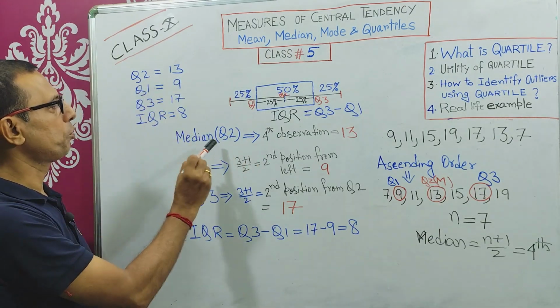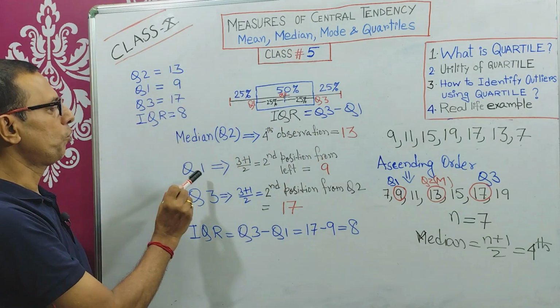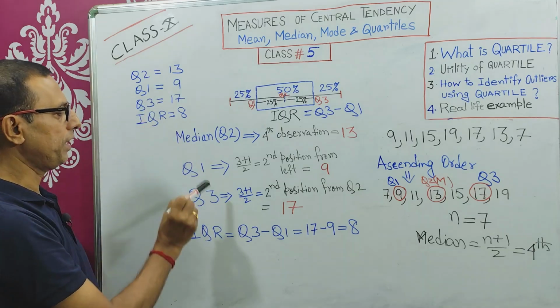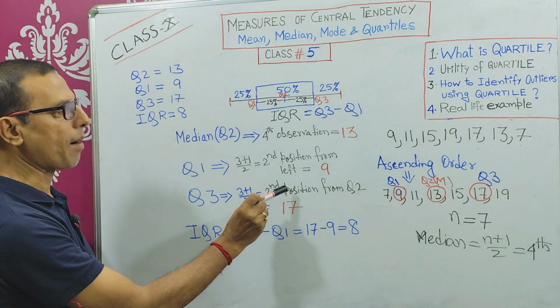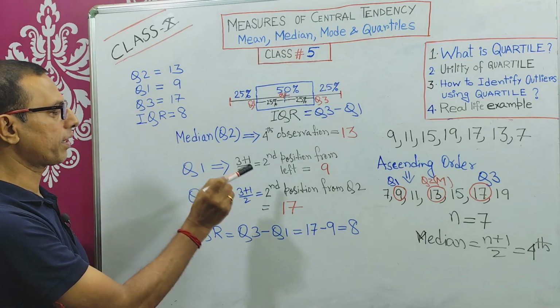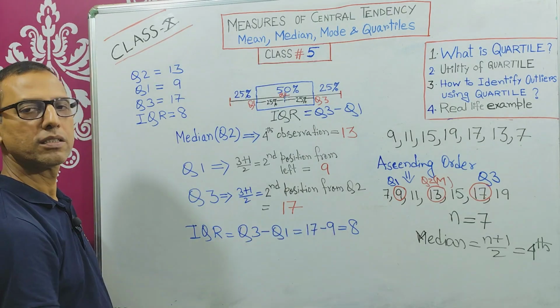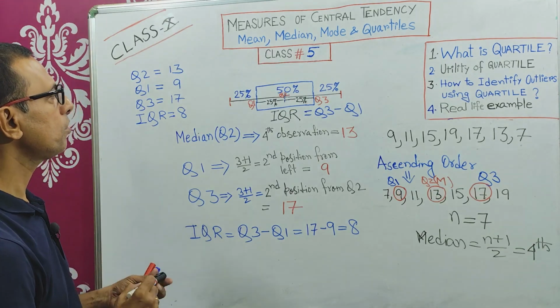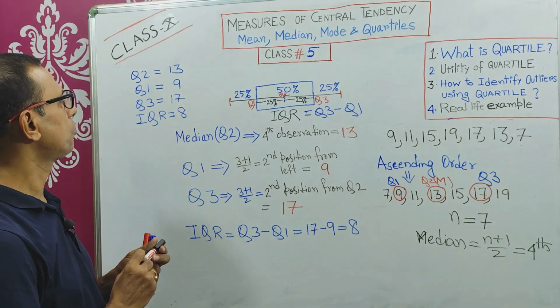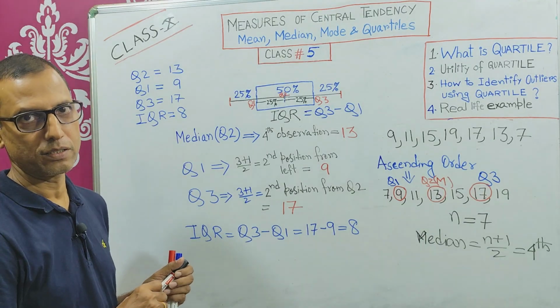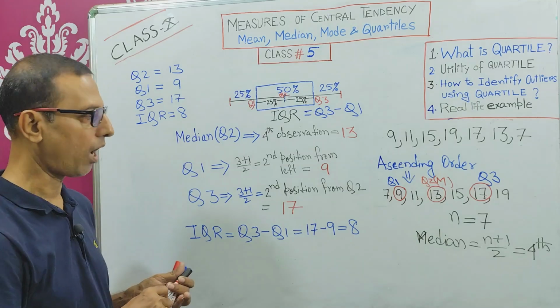So the results I have written out here: Q2, the median, is 13. Q1, the first quartile or lower quartile, is 9. Q3, the third quartile or upper quartile, is 17. IQR, the interquartile range, is 8. Now I will show you the usage of IQR, statistically or with respect to data.